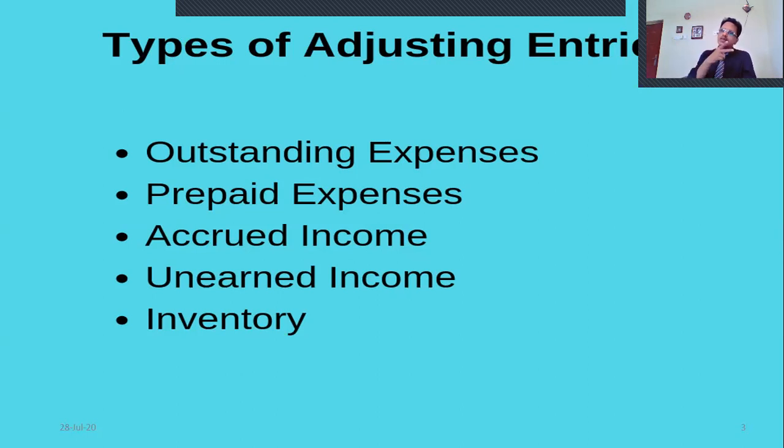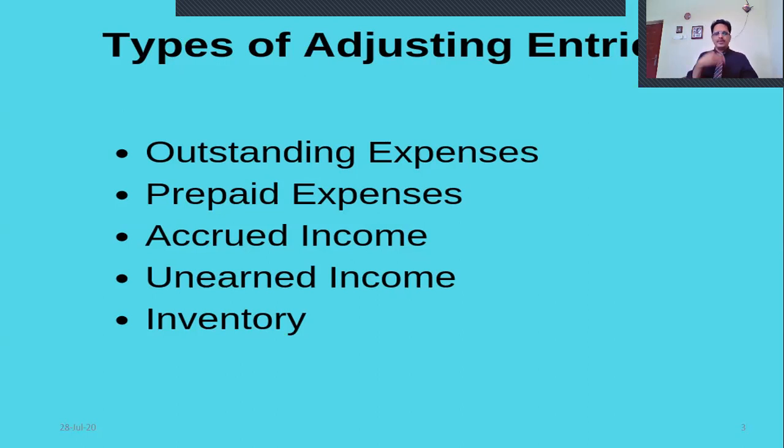For all the adjustments, there will be two types of treatment, two places you have to treat. One is inventory. Inventory is to be credited in the trading account as it is a part of income. Then also it is to be shown as a current asset in the balance sheet. That is normal.